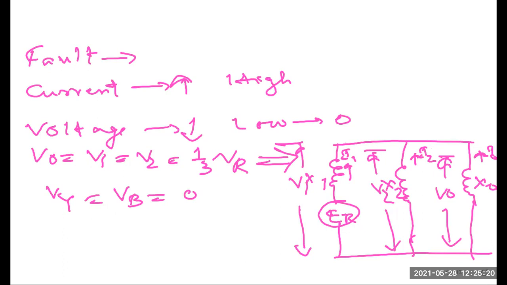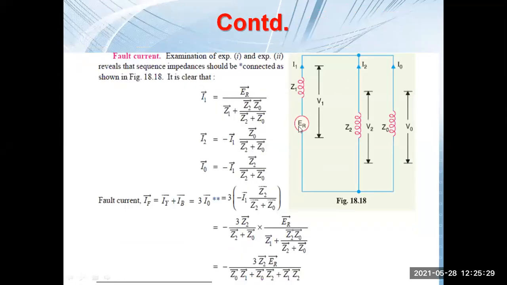For the double line to ground fault, the sequence networks will be connected in parallel. So you see, this is your positive sequence, ER and Z1. Here you can write X1 also, that is reactance. This is your negative sequence and this is your zero sequence. They are all connected in parallel. This is your V1, V2, V0, and the currents are I1, I2, and I0. Is it clear up to this point? Anyone who has any doubt, please raise your point. I'm giving you an open chance to ask.